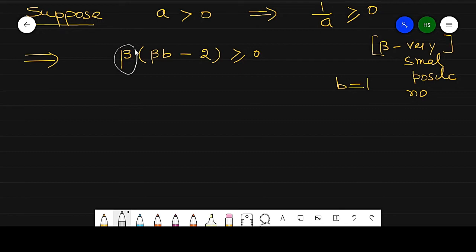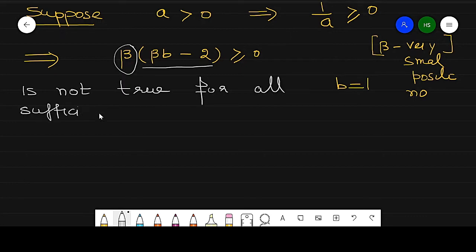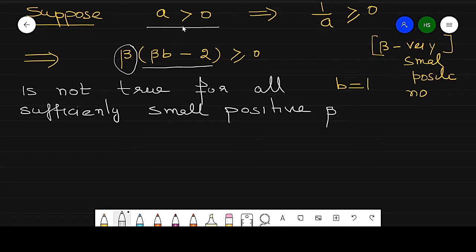So this term is positive and this term is negative. If this term is negative, then this product is not greater than or equal to 0. So this condition is not true for all sufficiently small positive beta. Hence, what we supposed, A greater than 0, is not possible.